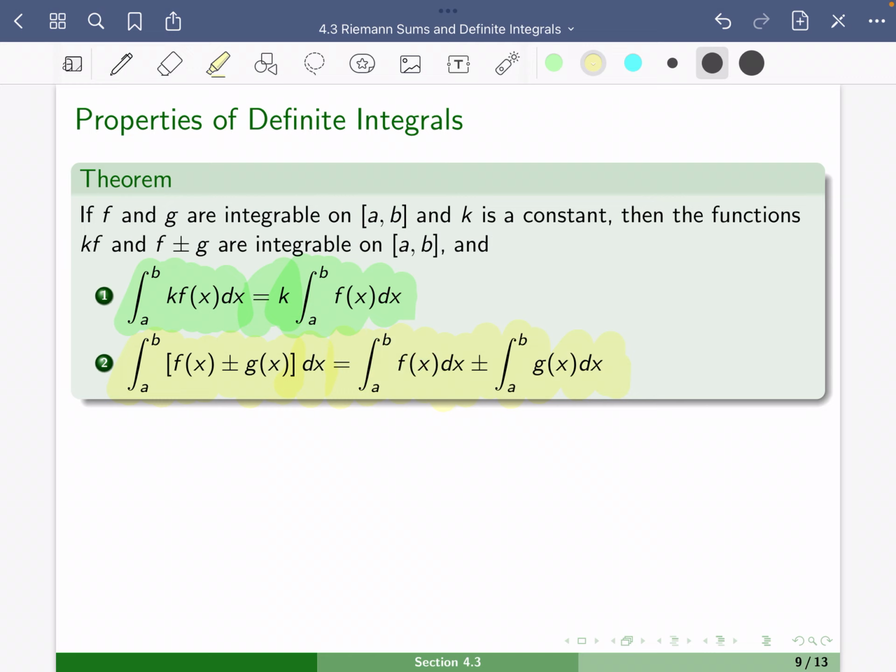Notice we don't have a rule for multiplication or division. That's because those don't work the way that we would want them to. Those aren't actually going to follow those ideas.